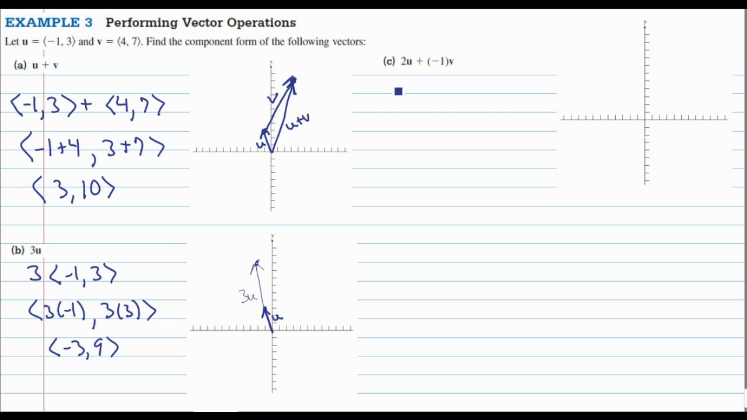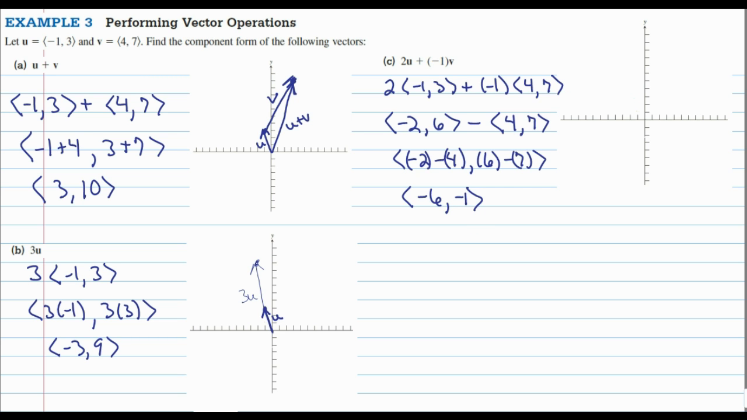Part C, numerically we're going to take the scalar 2 and multiply by the vector u, and the scalar -1 and multiply by the vector v, which essentially means we are subtracting the vector v, which should result in the vector -6 comma -1. There's the vector u. Now twice as long, or twice the magnitude, would result in -2 comma 6. So there's the vector 2u.